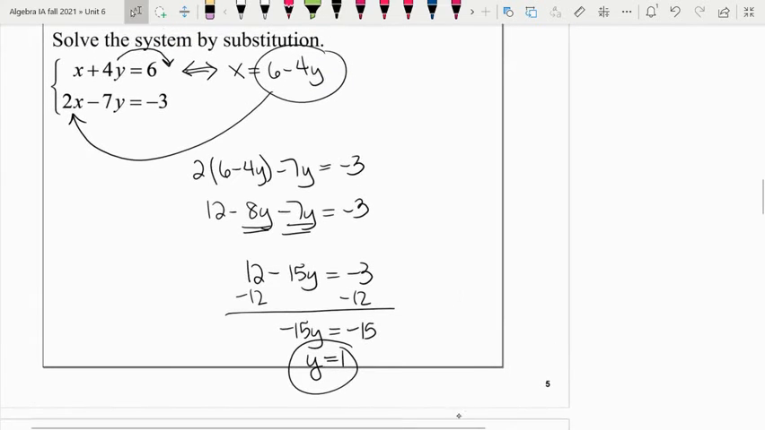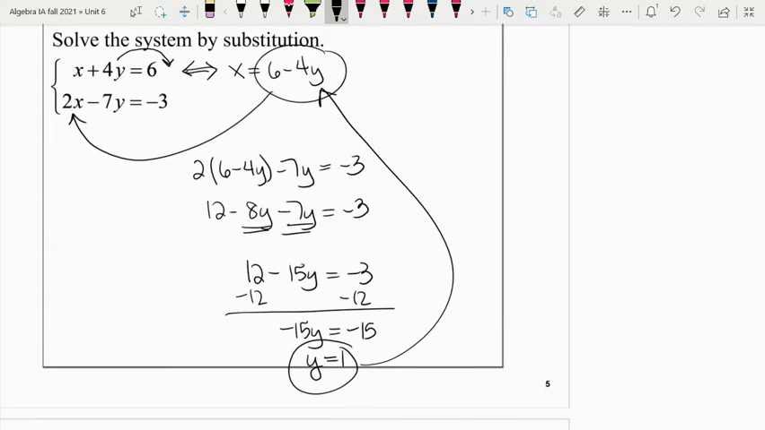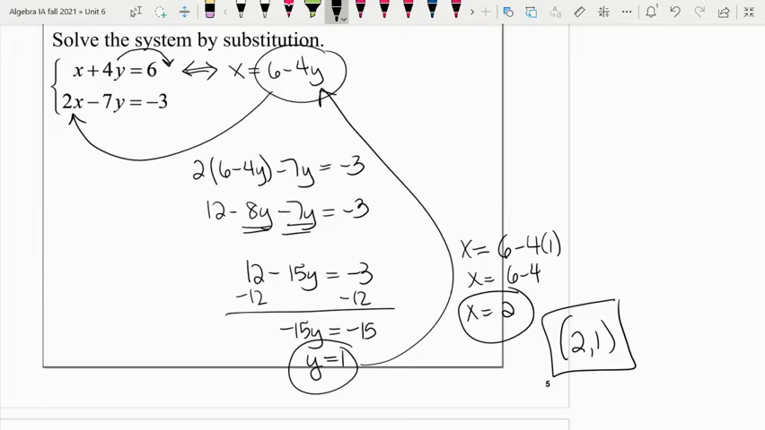I substitute that back into what I solved for x. So I say x equals 6 minus 4 times 1. So x will be 6 minus 4, which means x is 2. My solution, right, is at coordinate point 2, 1, which means that's where those two lines meet.